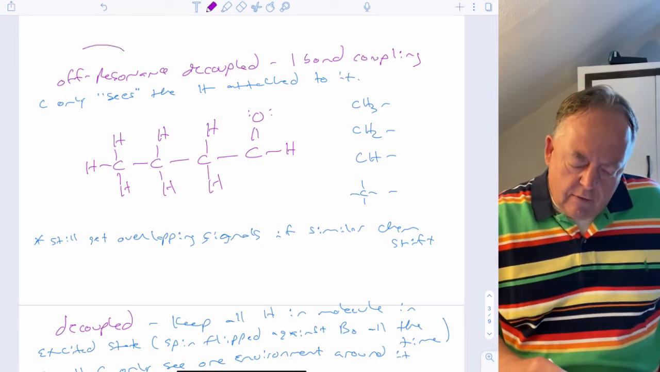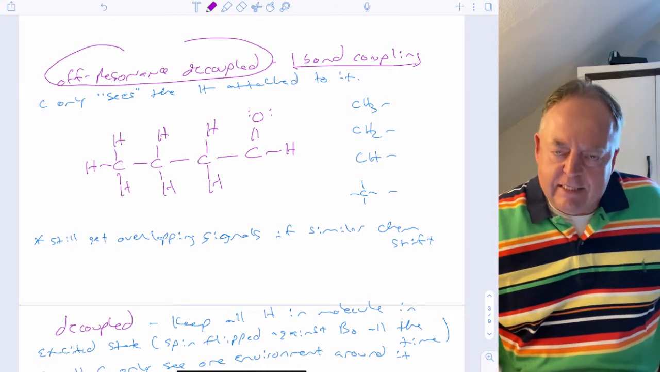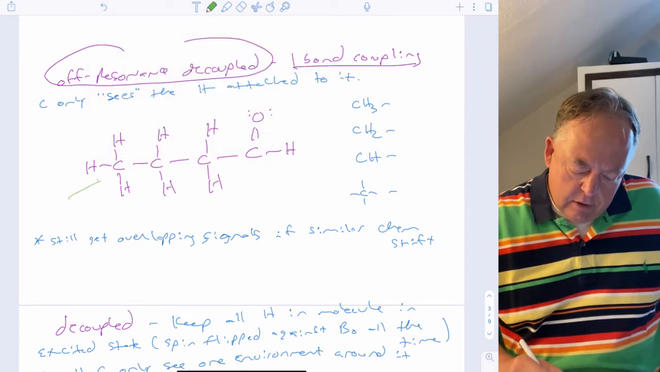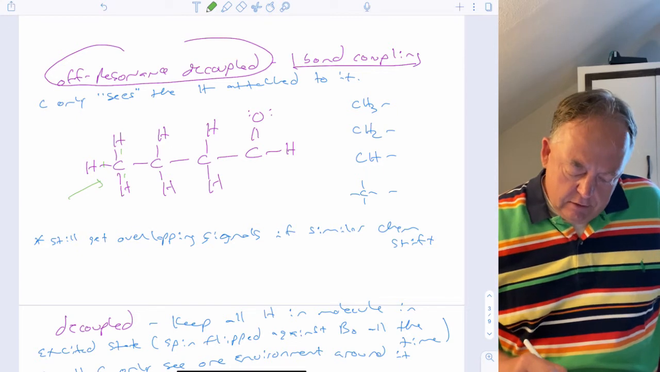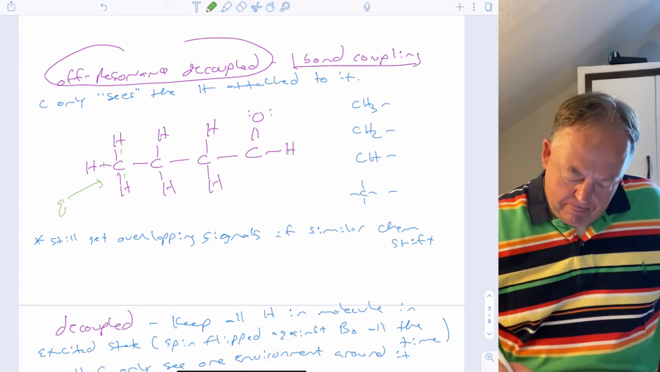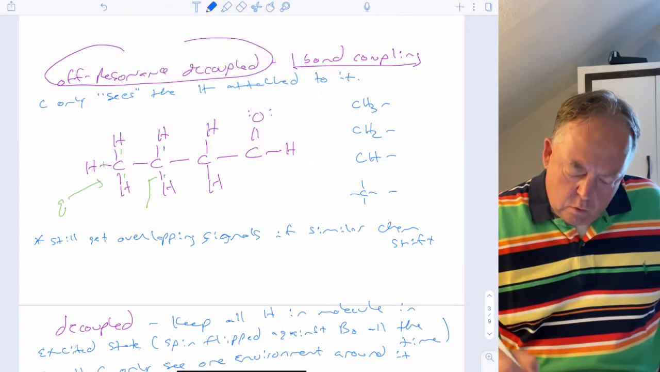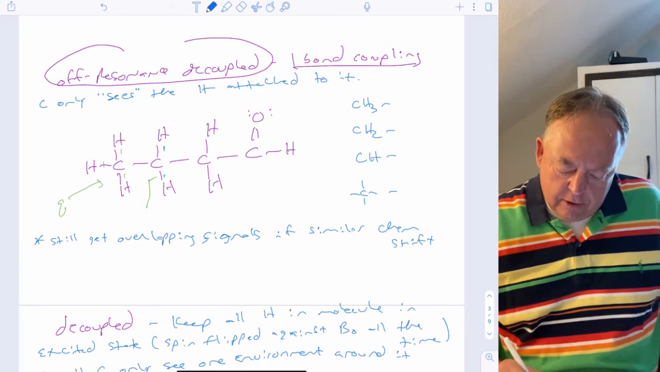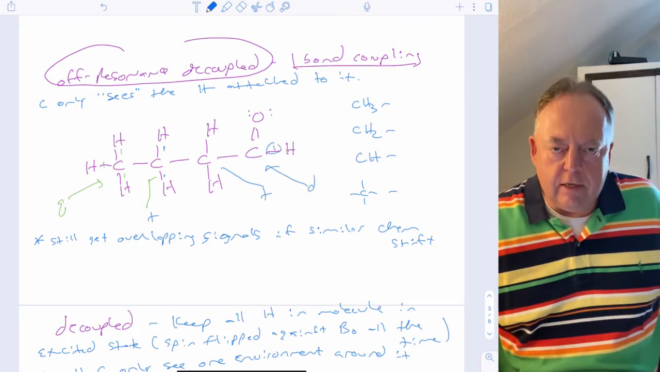Or you could do what's called off-resonance decoupled. So in this case, you only have 1 bond coupling, so carbon only sees the hydrogens directly attached to it. So if we take this first carbon, for example, that's 1 bond, 1 bond, 1 bond, so that carbon only sees 3 neighbors, so it'd be a quartet. And this carbon, that's within the CH2, so the 2 hydrogens directly attached to it are within 1 bond, so that would be a triplet. And same here, that would be a triplet. And this one, that's the only hydrogen within 1 bond, so it would be a doublet.